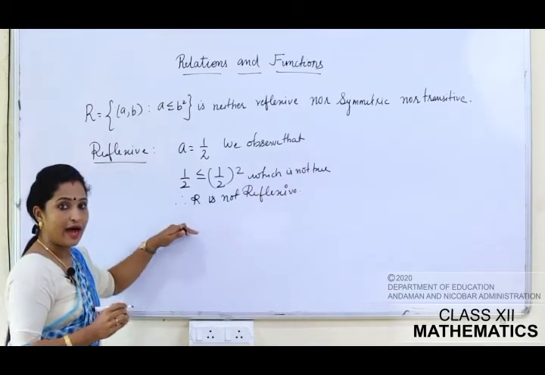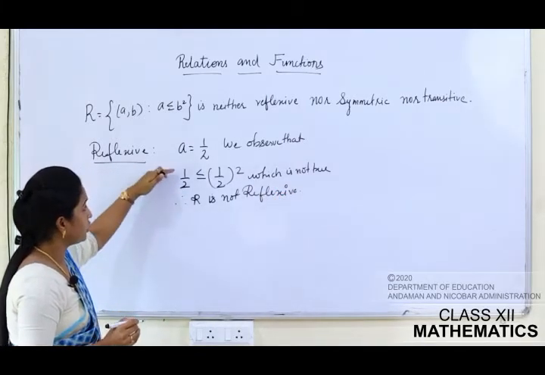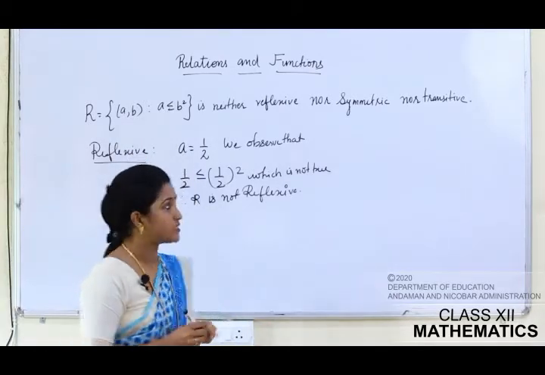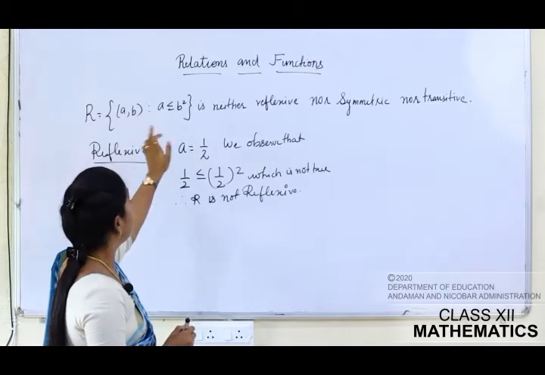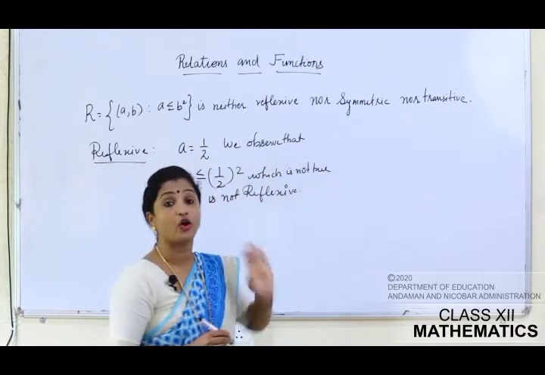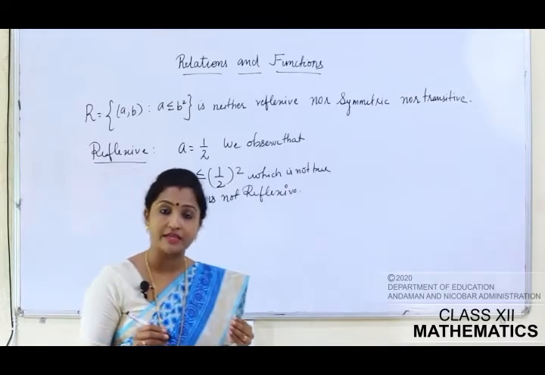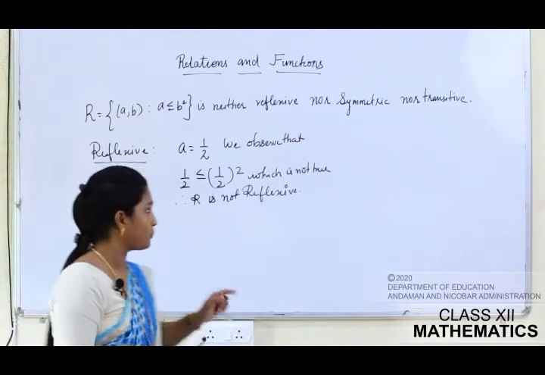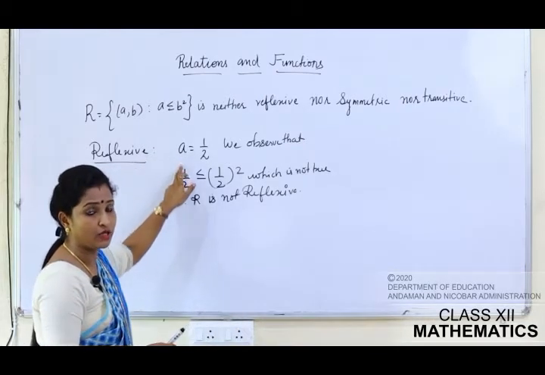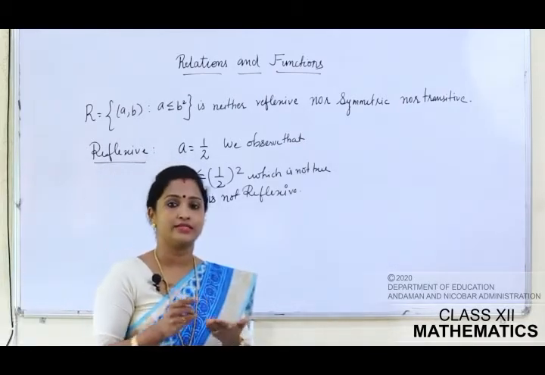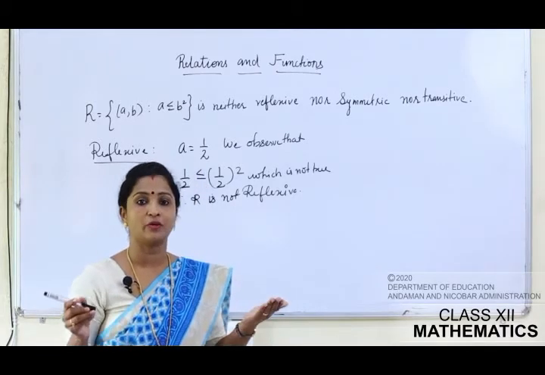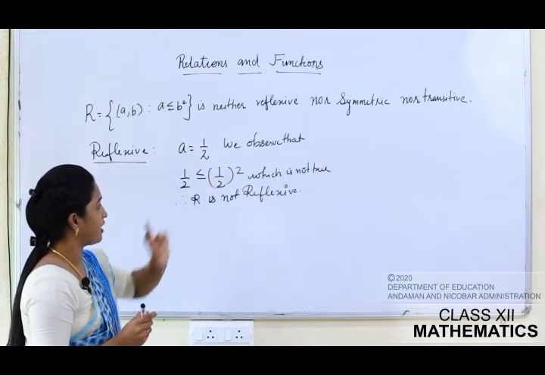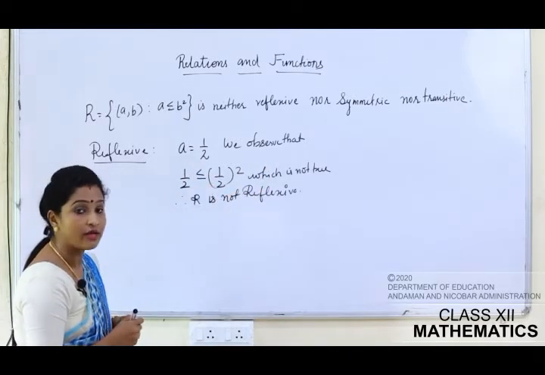ओके क्लियर चिल्ड्रन, हाफ इज नॉट रिफ्लेक्सिव. क्योंकि आपको देखिए ये हो सकता है बहुत सारी कंडीशन में, बहुत सारे नंबर्स में ये सेटिस्फाई करेगा, बट क्योंकि क्वेश्चन क्या बता रहा है, यू हैव टू शो दैट इट इज नाइदर रिफ्लेक्सिव नॉर सिमेट्रिक नॉर ट्रांजिटिव. यू हैव टू प्रूव इट इज नॉट रिफ्लेक्सिव. दैट मीन्स यू हैव टू टेक एन एग्जाम्पल इन विच इट इज नॉट रिफ्लेक्सिव. तो आपको सोचना पड़ेगा कि ऐसा कौन सा आप नंबर लेंगे, क्योंकि जो सेट है, द सेट इज द सेट ऑफ ऑल रियल नंबर्स. कोई भी नंबर हो सकता है. So when you take A is equal to half, you can observe that half is less than equal to half square, which is not true. Therefore, R is not reflexive.